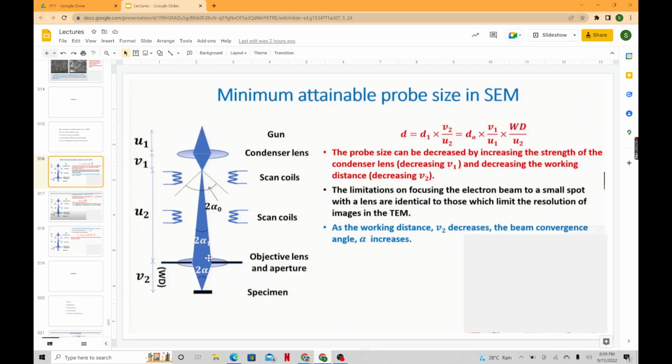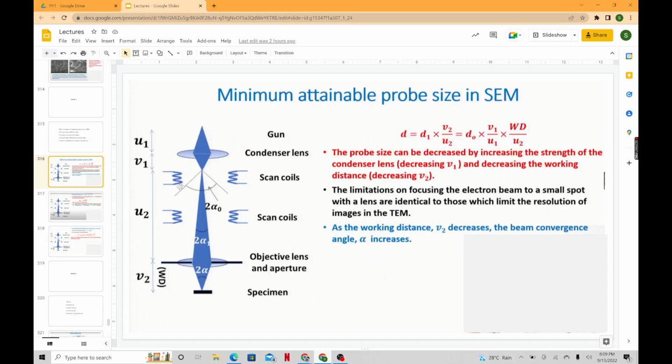So 2 alpha means, see, this is your objective lens aperture, and the naming is alpha naught, alpha 1, and this will be your alpha. Suppose the primary electron beam comes like this. The angle on one side will be alpha, and on the other side will be alpha. So it is represented by 2 alpha, because it is combining both.